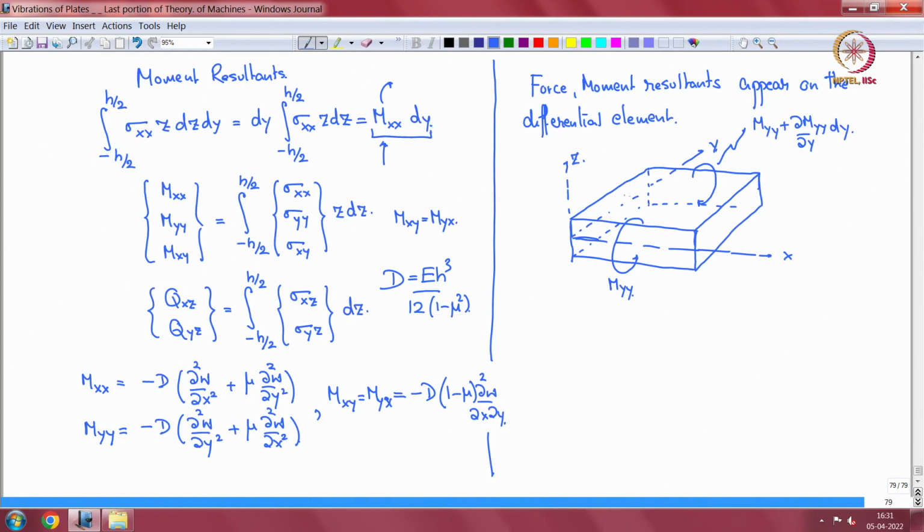Then on the X face we have MXX, and on the positive side MXX plus del MXX by del X dx. Okay, so this is dx and that is dy, let's say.